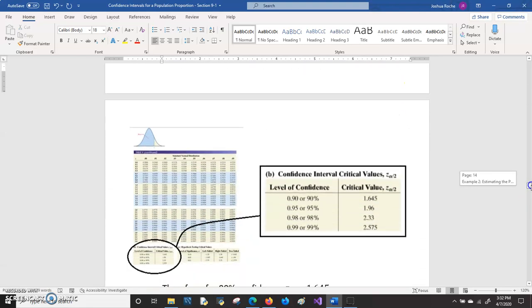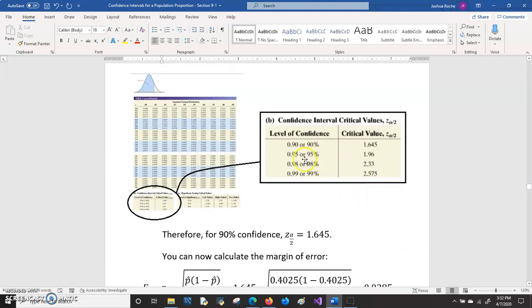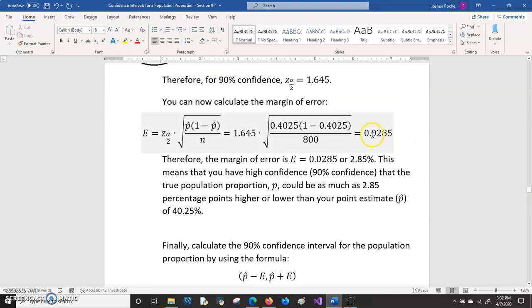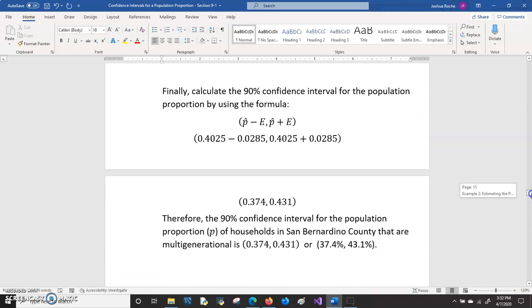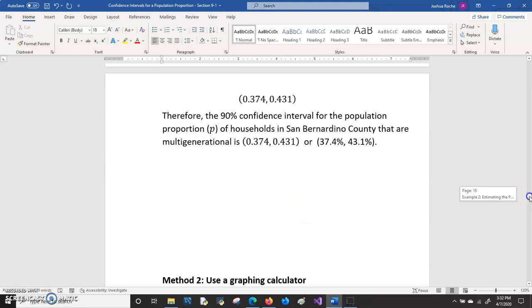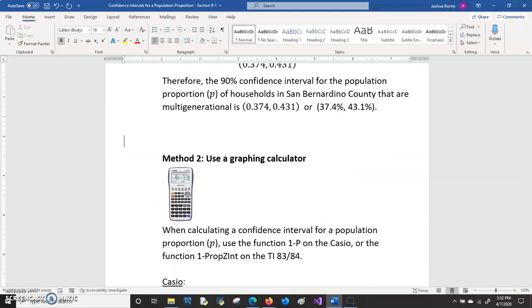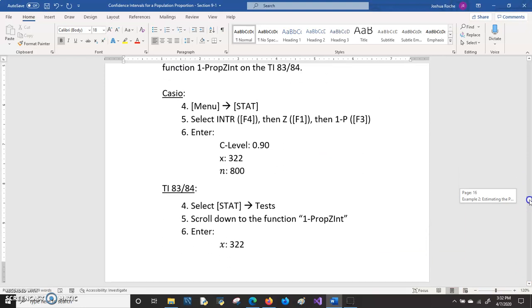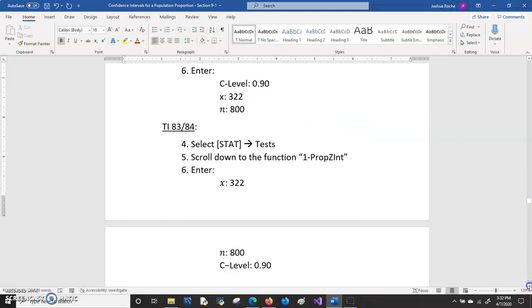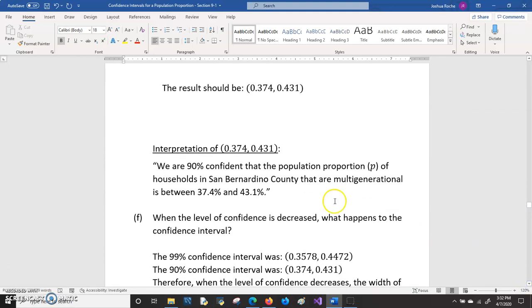With 90% confidence, when you calculate the critical Z value, now it's going to be 1.645 for 90% confidence. And you still plug it into the formula. Now you have a different margin of error of 0.0285. Take all of those same steps, calculate the confidence interval, and it comes out to 0.374 is the lower bound, 0.431 is the upper bound. And it's similar for when you work this out on a graphing calculator. All the same steps. The only thing that will be changed is the fact that now the confidence is 0.90 for 90%. And so here's the interpretation of that particular confidence interval.